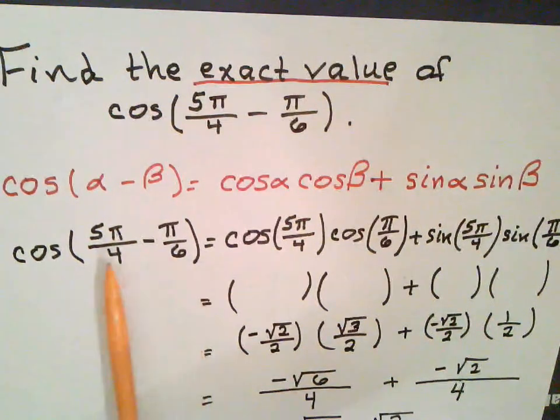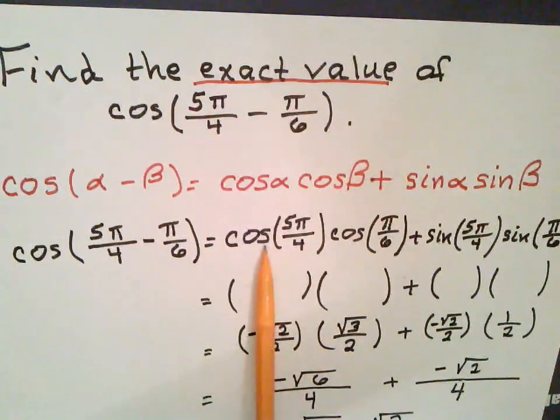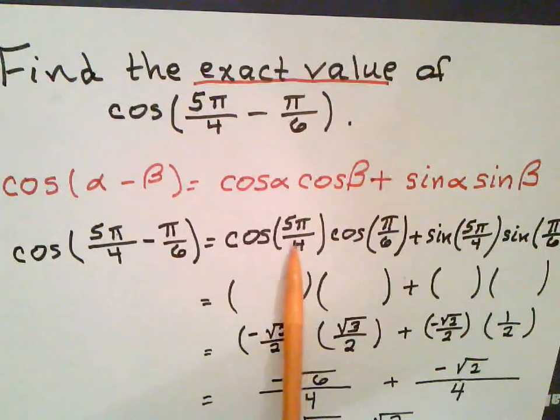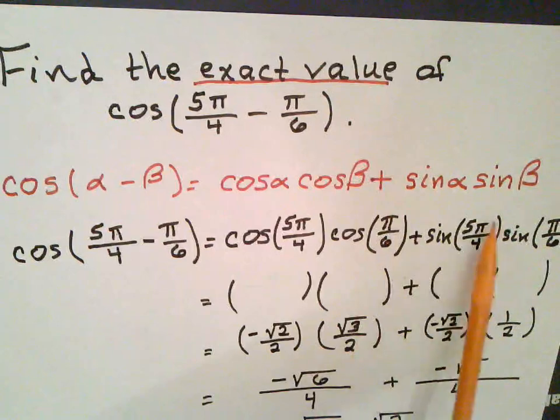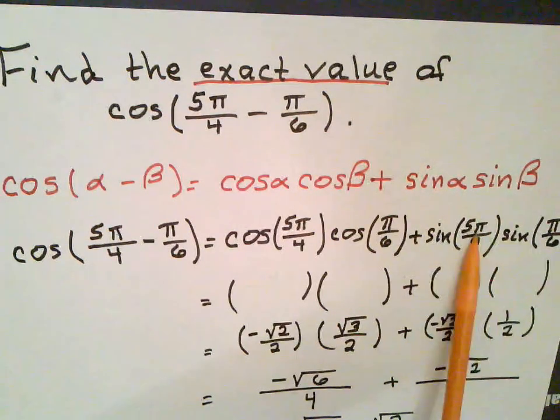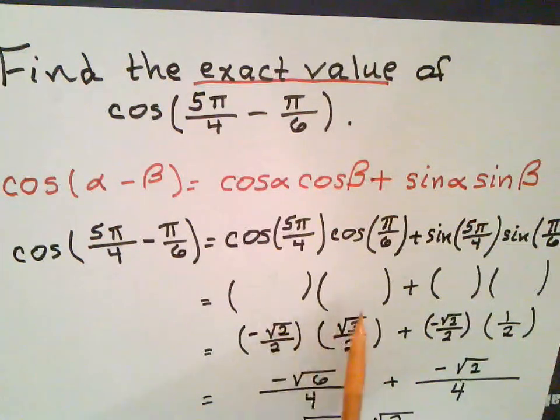I then substitute. You see here, the alpha is 5 pi over 4, the beta is pi over 6. So I substitute in for alpha, 5 pi over 4, and for beta, pi over 6. I do the same thing over here. So it's going to be something times something plus something times something.